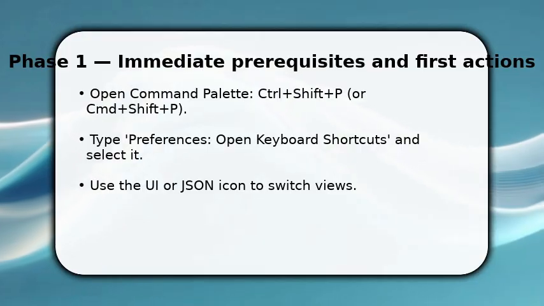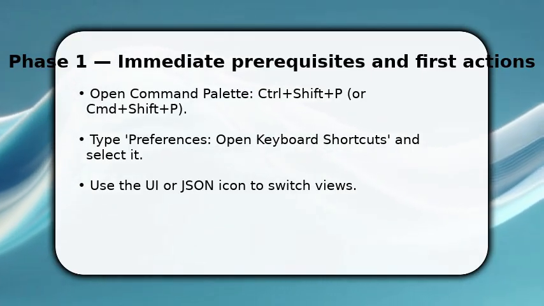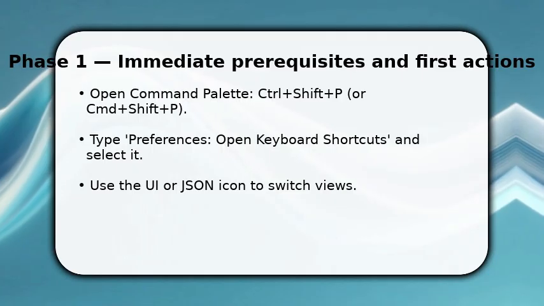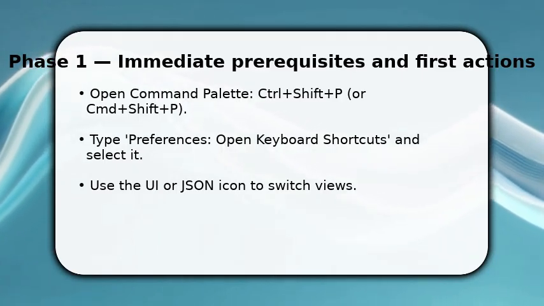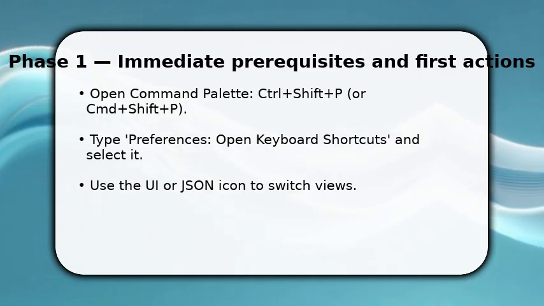You start by opening the Keyboard Shortcuts panel. Press Ctrl+Shift+P, type Preferences, open Keyboard Shortcuts, and hit Enter. Once the panel appears, you'll see the graphical list on the left and a search box on top. Use that to find the command you want to change.